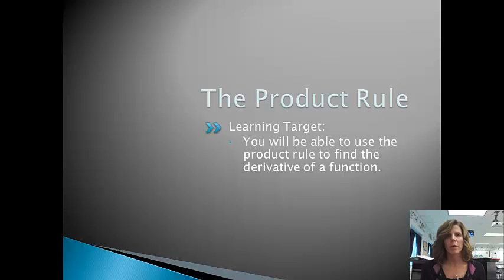Once again, as mathematicians, we're taking the derivative using the definition of derivative. They notice that when you have two functions being multiplied together, there's a certain pattern that the derivative follows. That leads to the product rule. So at the end of this lesson, you'll be able to use the product rule to find the derivative of a function.